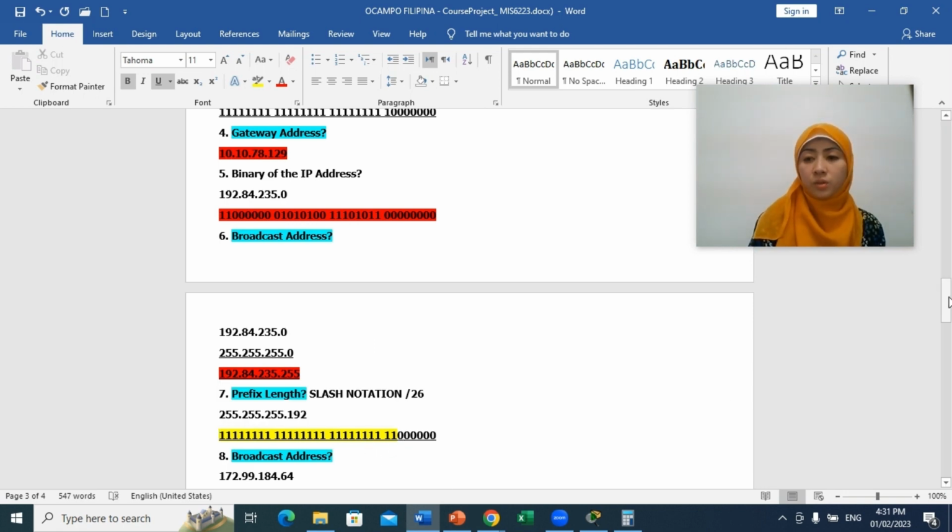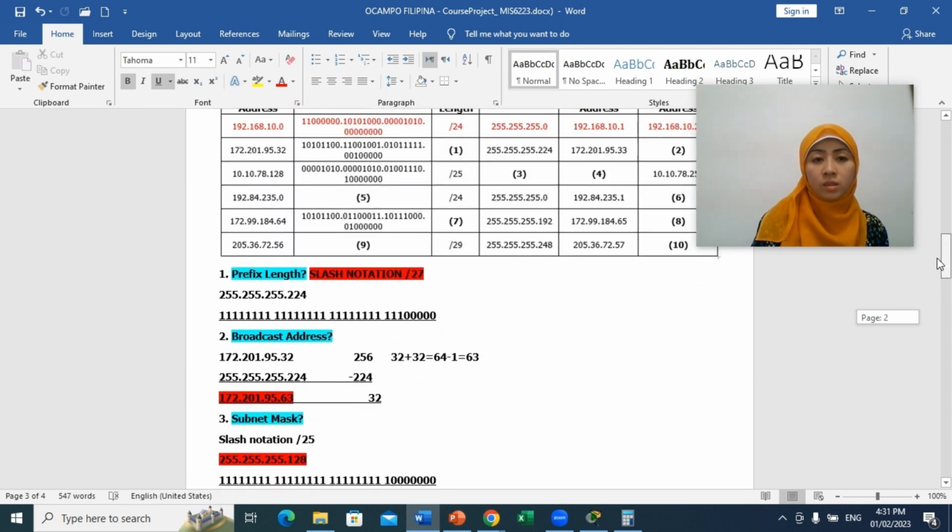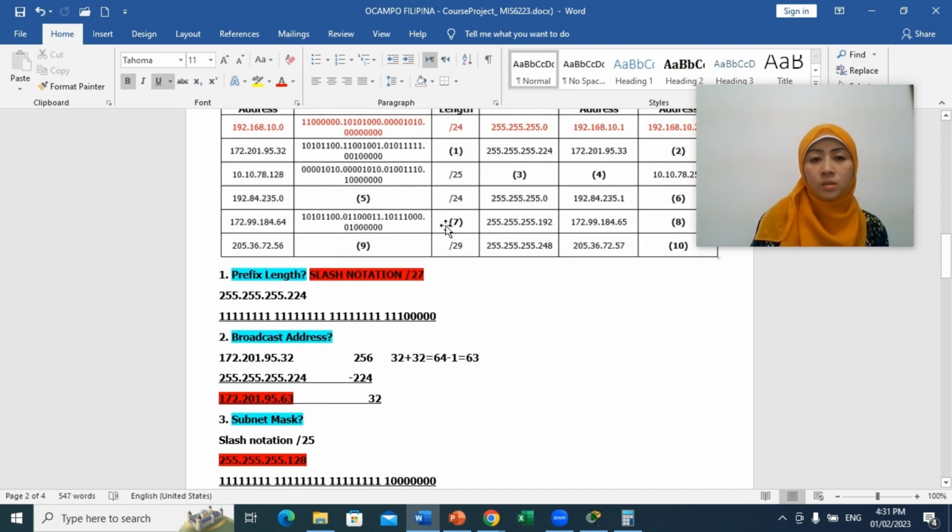Okay. So moving on. Number 8 is broadcast address again. So for the broadcast address, we need to bring down the network address and the subnet mask. So to double check, number 8 is this one. So the network address is 172.99.184.64, and then subnet mask is 255.255.255.192.